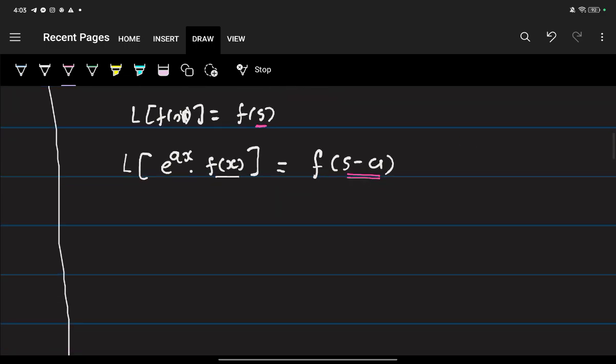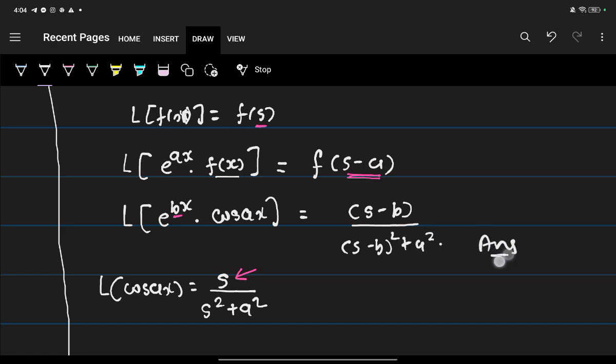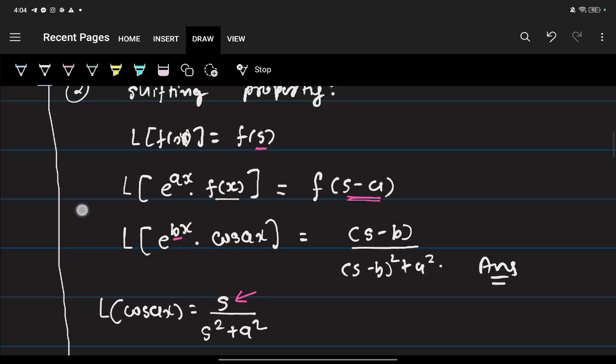We can understand this thing by taking an example. For example, what's the Laplace transformation of e raised to bx multiplied by cos ax? We know that the Laplace transformation of cos ax is s upon s square plus a square, right? So you just got to replace this s with s minus a. In this case it is s minus b. Okay, that will be your answer: s minus b divided by (s minus b) whole square plus a square. That's it. Very easy, right? So this is a very important property, the shifting property.